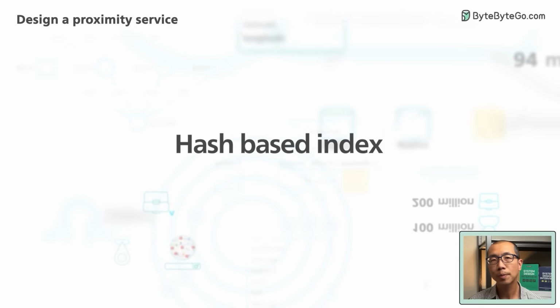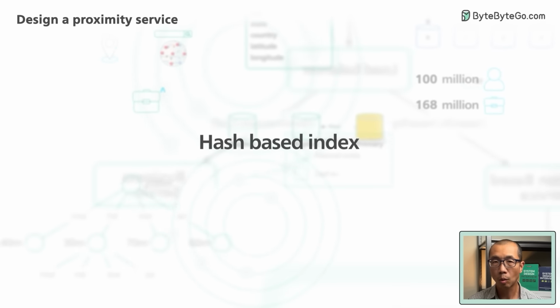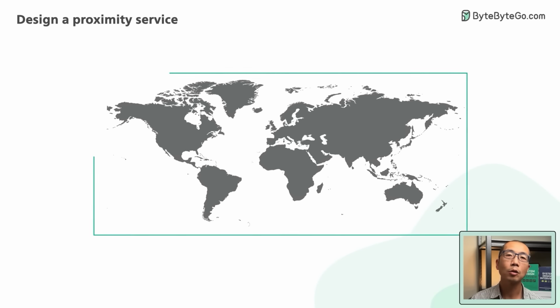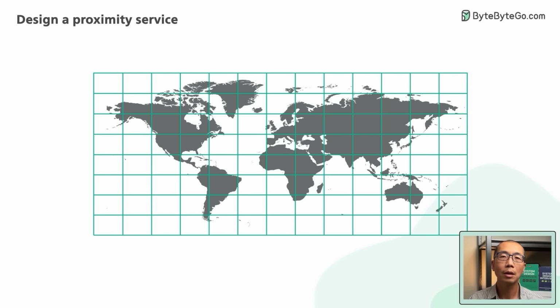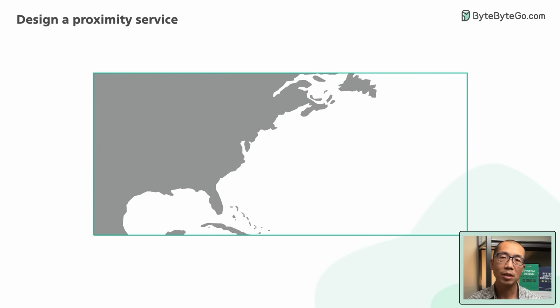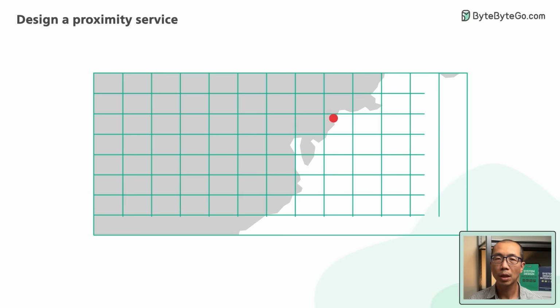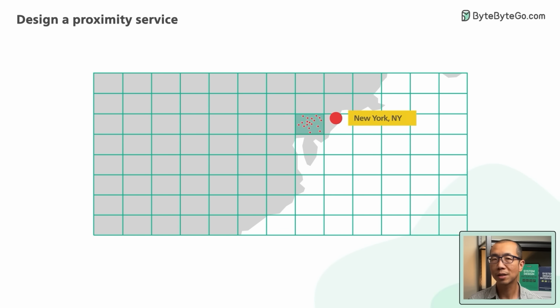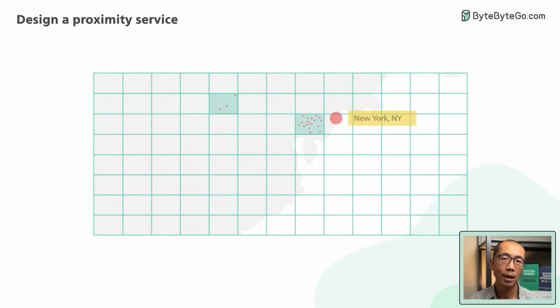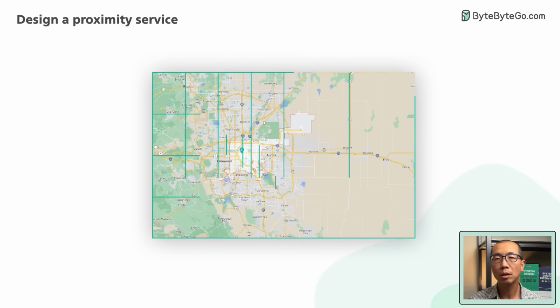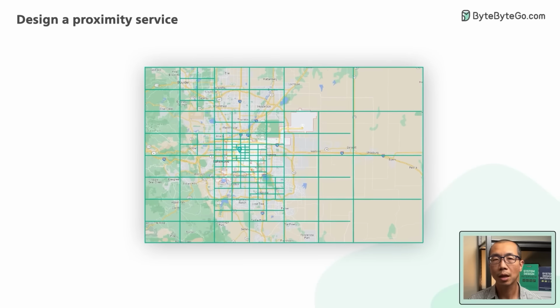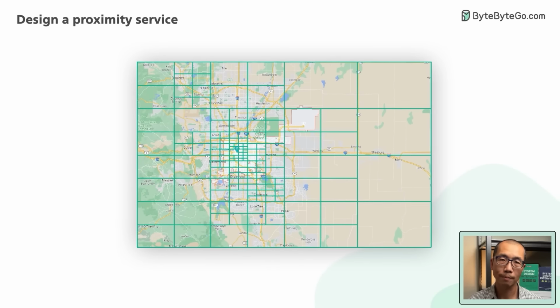Let's explore the hash-based solutions first. One simple approach is to evenly divide the world into smaller grids. One grid could have many businesses, and each business belongs to one grid. This approach has one major issue. The distribution of businesses is uneven. There could be lots of businesses in downtown New York, for example, while in rural areas there could be very few businesses. Ideally, we want to use more granular grids for dense areas and larger grids for sparse ones.